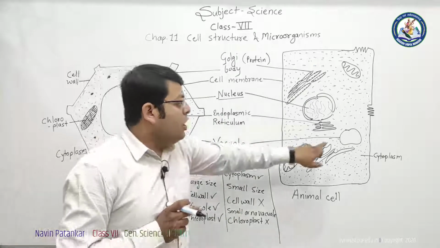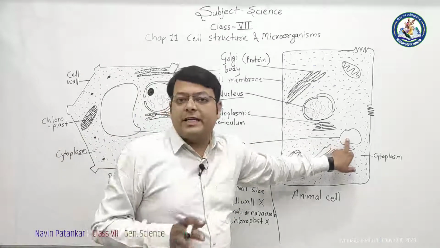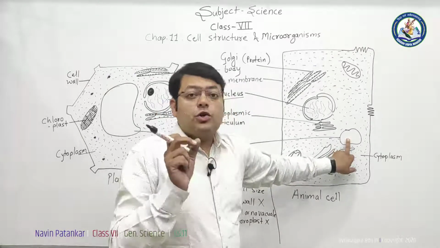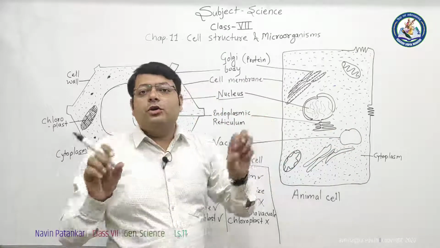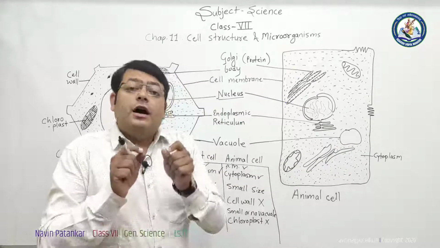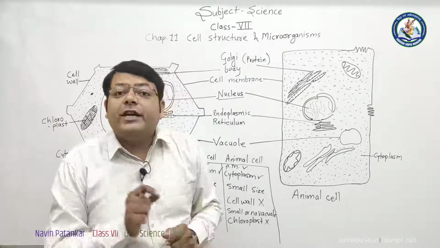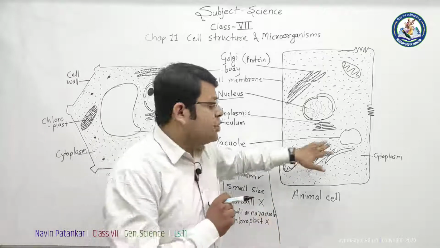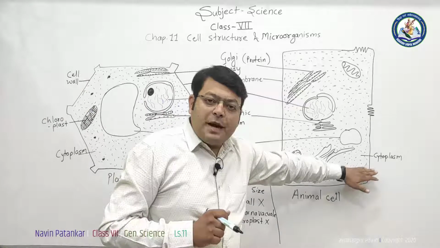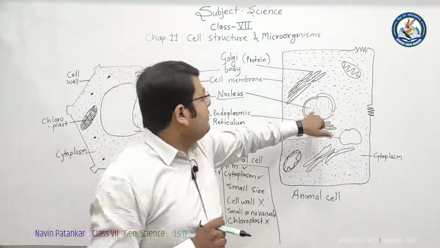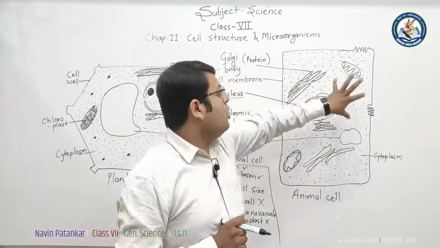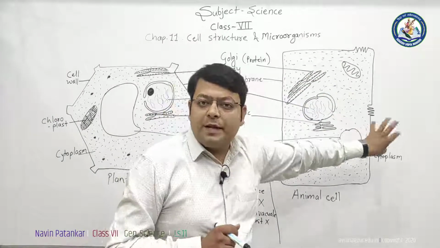After that, a small vacuole or no vacuole is present in the animal cell. What is the function of the vacuole? It stores food and waste material, and it helps to excrete the waste material from the cell. This is the main function of the vacuole. After that, the cytoplasm is present all over the cell, between the nucleus and the cell membrane or plasma membrane.